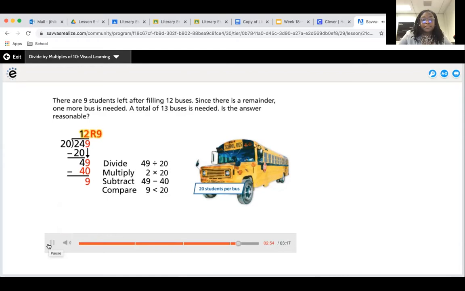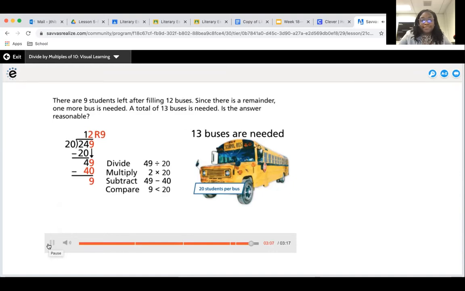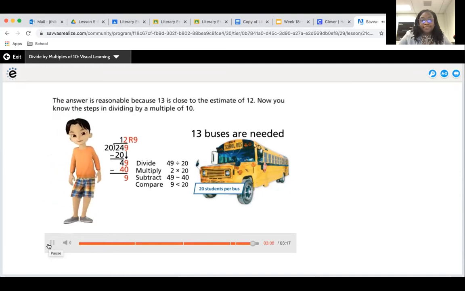There are 9 students left after filling 12 buses. Since there is a remainder, one more bus is needed. A total of 13 buses is needed. Is the answer reasonable? The answer is reasonable because 13 is close to the estimate. Now you know the steps in dividing by a multiple of 10.